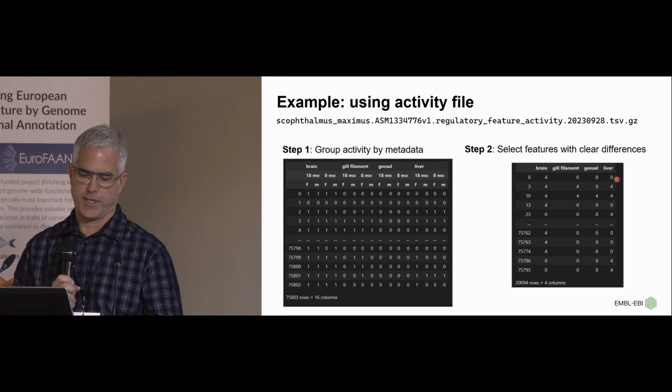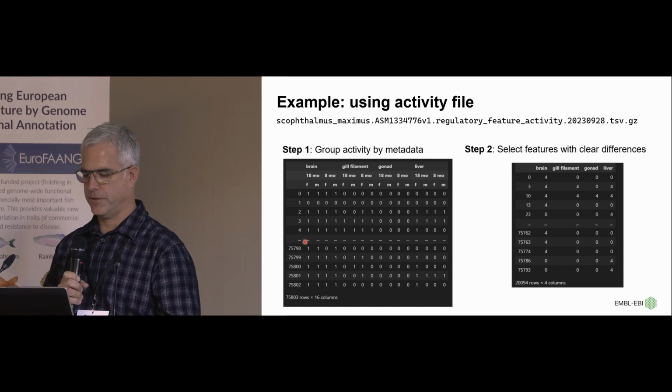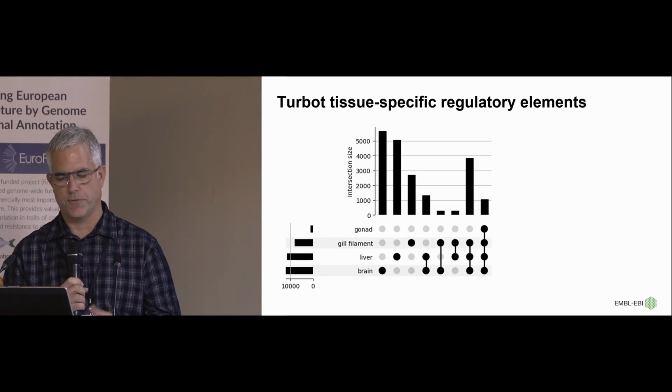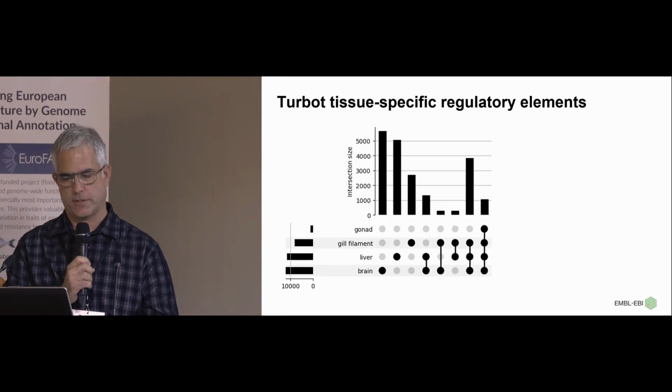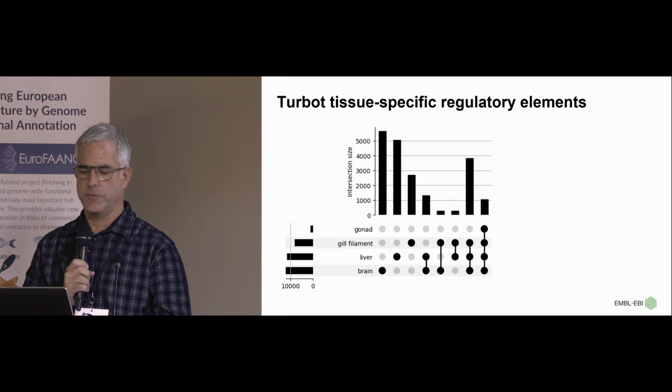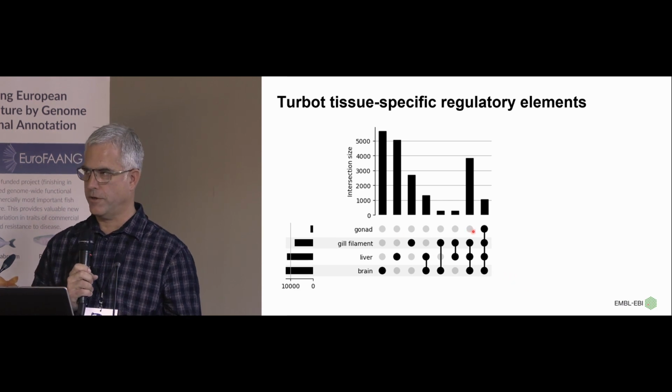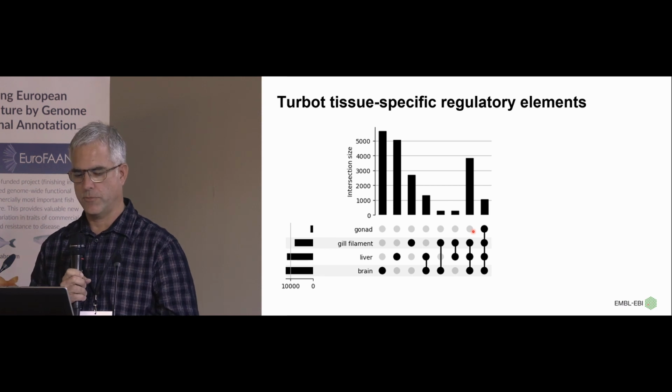But what do we see? Well, we can drop down from 75,000 to 20,000, so definitely more refined. And then if we look at how these sets come out, we're not picking up very many non-sex-specific differences in the gonad, which is perhaps not a huge surprise.